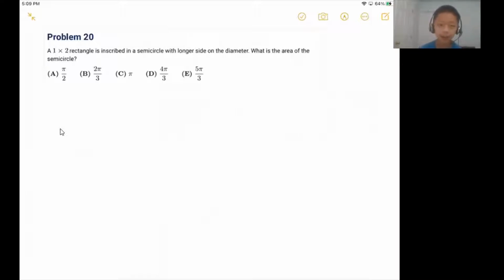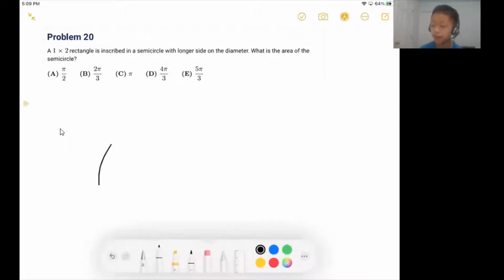So again, this is an example of where the AMC, they're not nice enough to give you a diagram. If they don't give you a diagram and it's a geometry problem, then it's usually a good idea to draw a diagram. So we have a 1 by 2 rectangle inscribed in a semicircle. We're going to first draw a nice semicircle, like that. And then a 1 by 2 rectangle is inscribed in it with the longer side on the diameter.